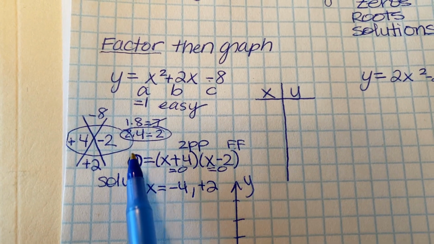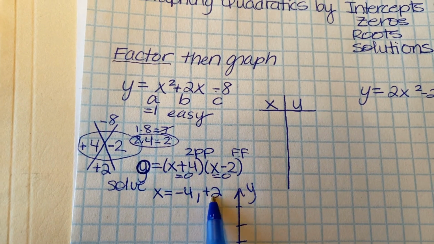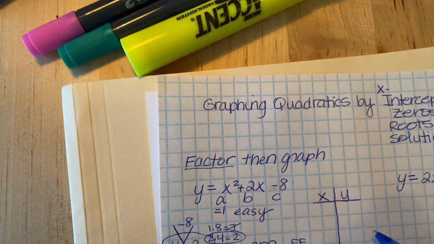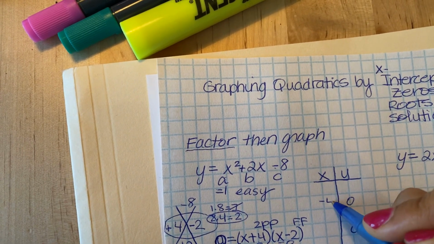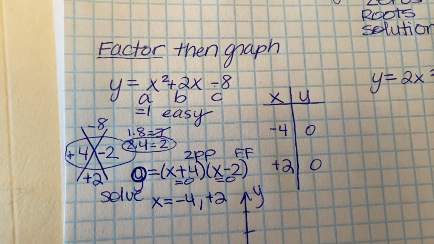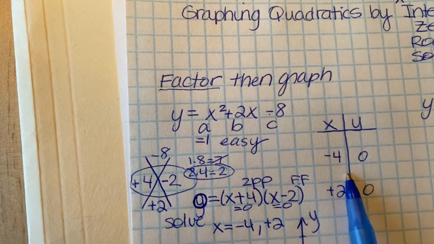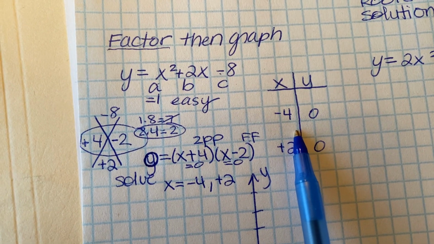So that means that when y is 0, x is negative 4. When y is 0, x is positive 2. So I'm going to put that here. When y is 0, I get negative 4 and positive 2 here. Now, it's not my vertex, so I didn't place it in the third slot. We have to find this point.